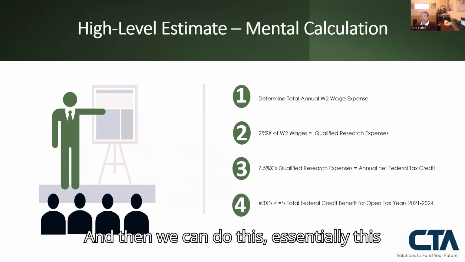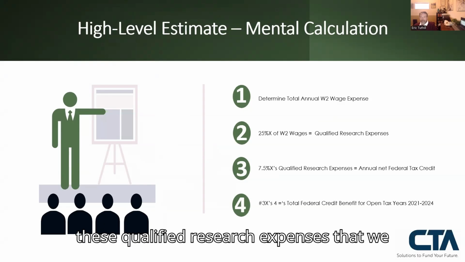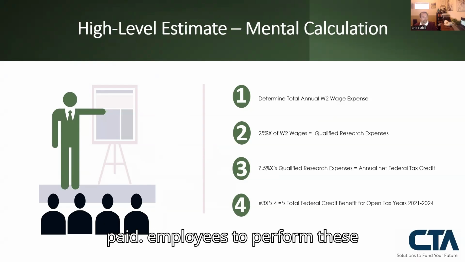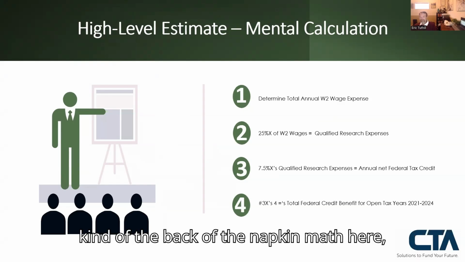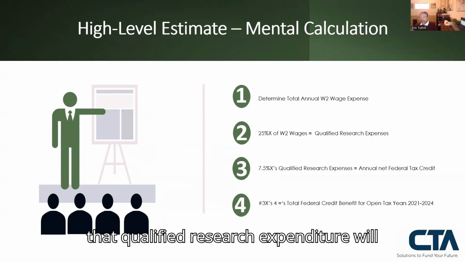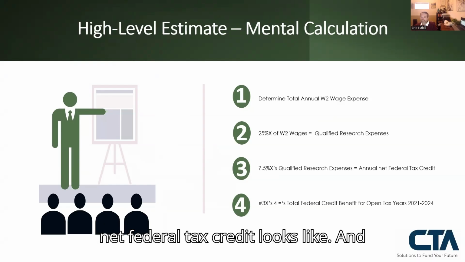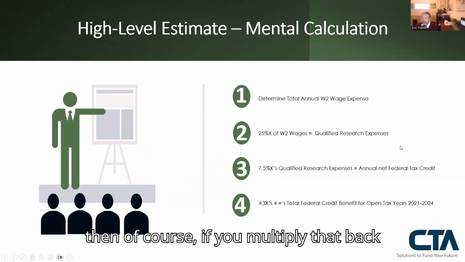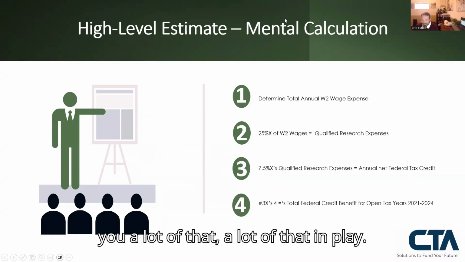And then we can do this calculation here where we're pulling out these qualified research expenses that we paid employees to perform these functions with. And then, this is kind of the back of the napkin math here, 7.5% times that qualified research expenditure will help you project what the annual net federal tax credit looks like. And then, of course, if you multiply that back a few years, that's going to give you a lot of that in play.